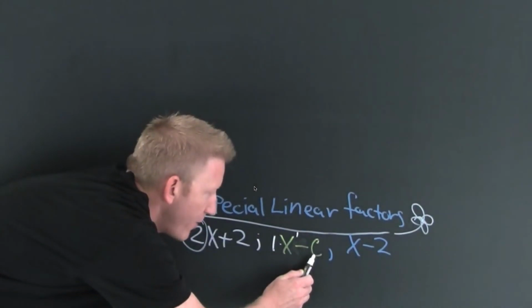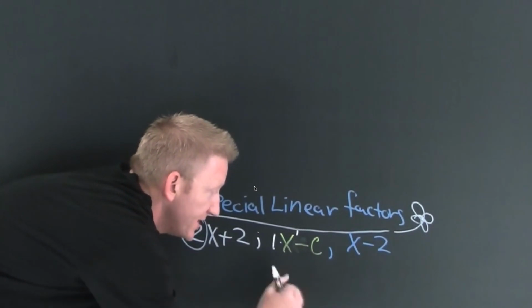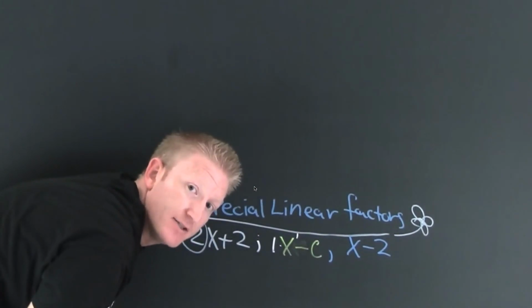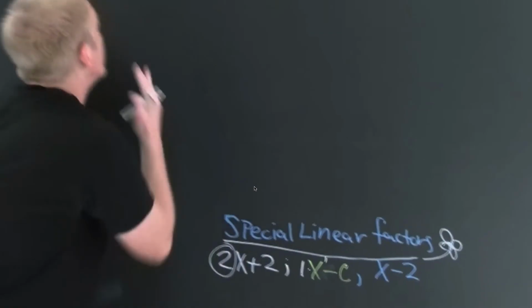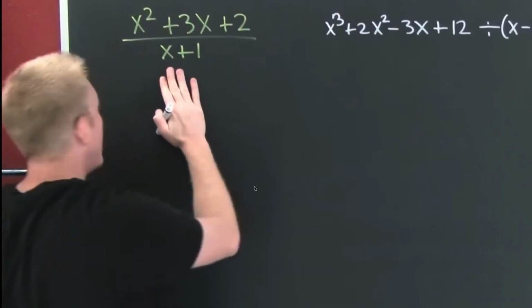Okay, what goes outside of our box? The opposite of c, or whatever's going to make our denominator 0. I'm ready for an example up here. Yes.